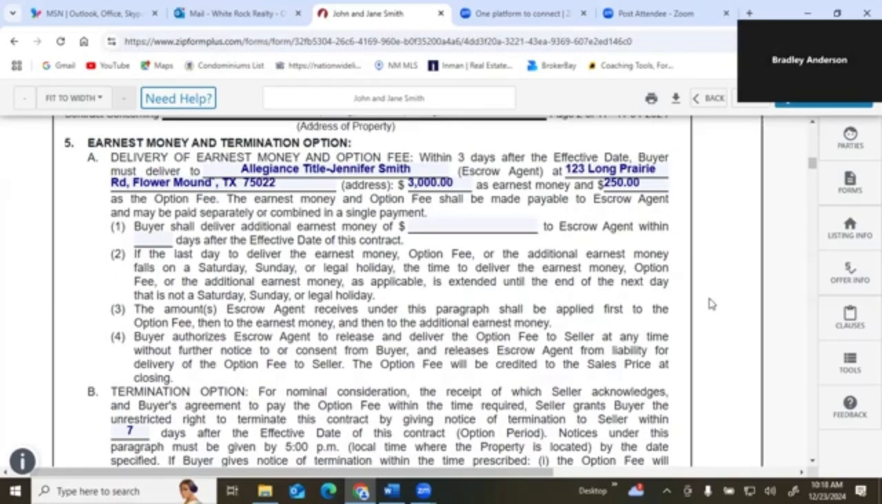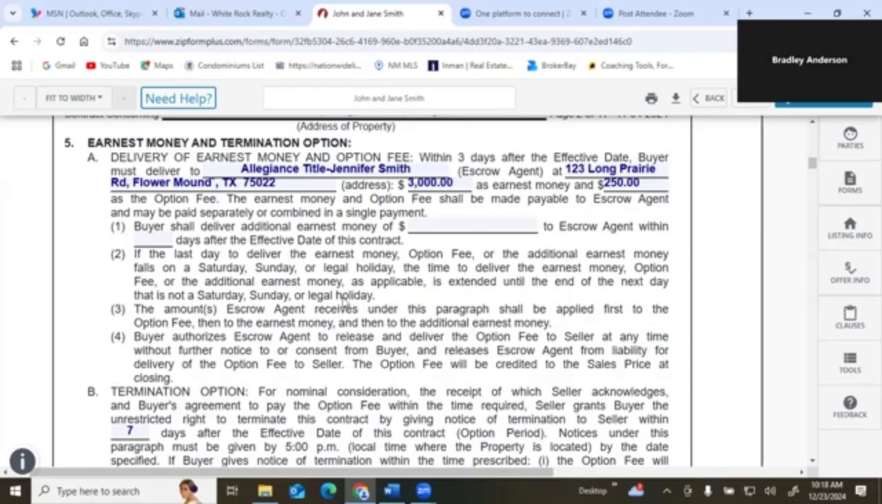So the thing I want you to pay attention to is paragraph 5A2. Because it says it's due in 3 days, right, from the effective date. So if the effective date is, let's just say April 1st. Does April 1st count as the first day? No. So that 3 days starts on April 2nd. So April 2nd, April 3rd, April 4th by 5 p.m.